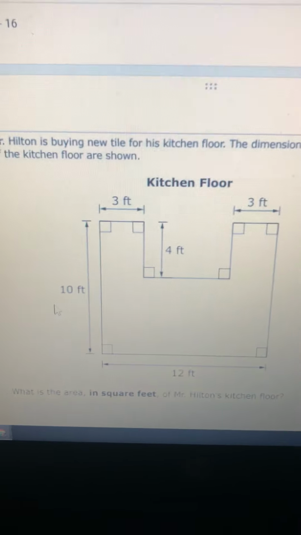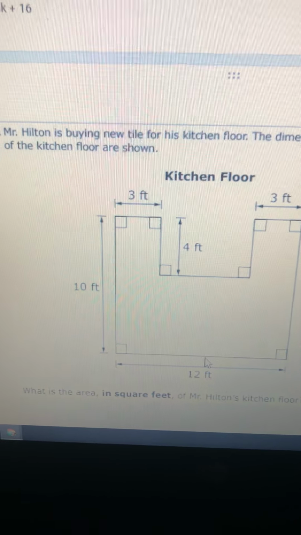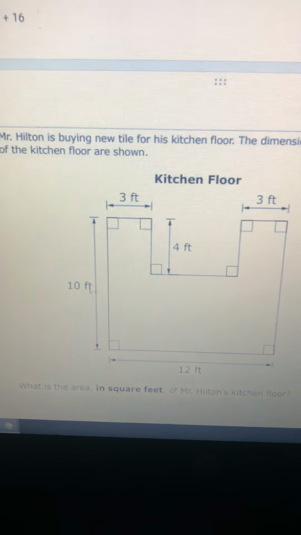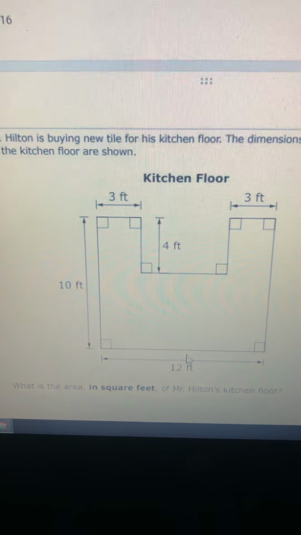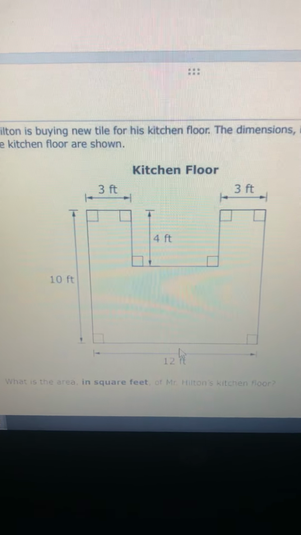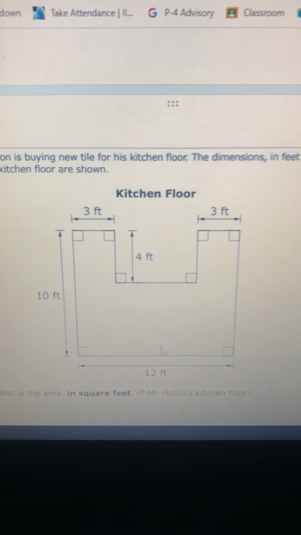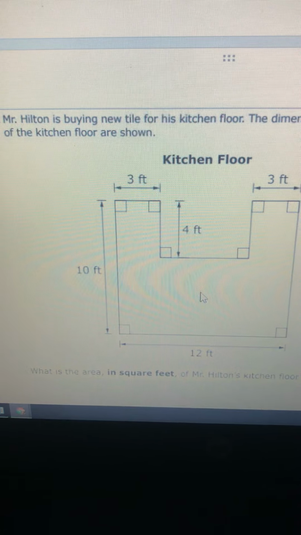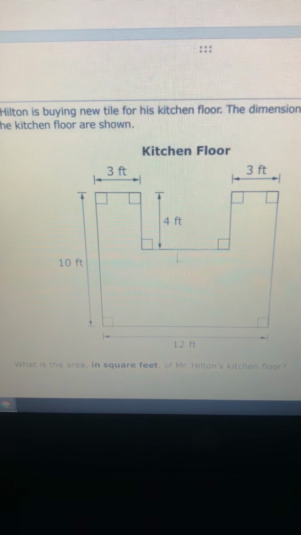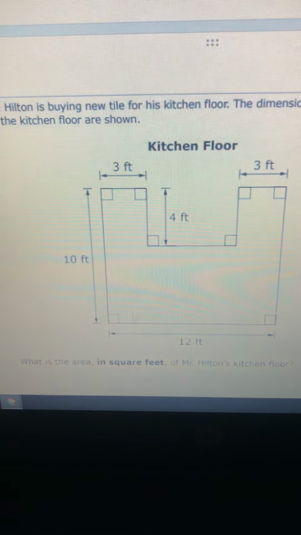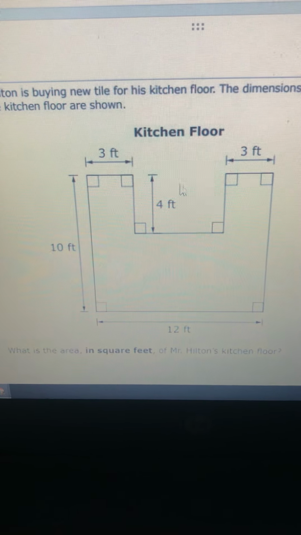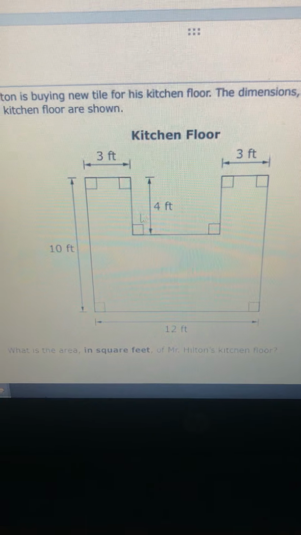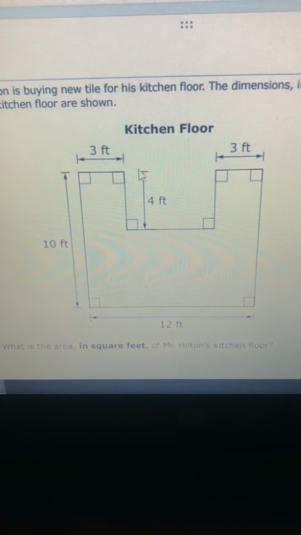So remember, we could do 10 times 12, right? That's going to give us the entire dimension. 10 times 12 is 120. But it's asking for the dimensions in feet squared of the kitchen floor shown, right? So this whole thing right here is the kitchen floor. So that means we have to exclude this portion right here. We have to exclude this blank space.